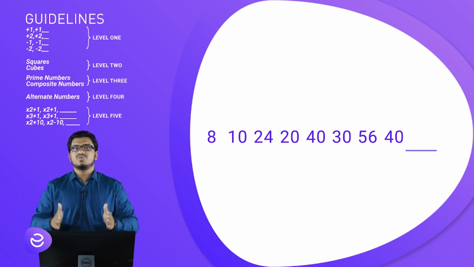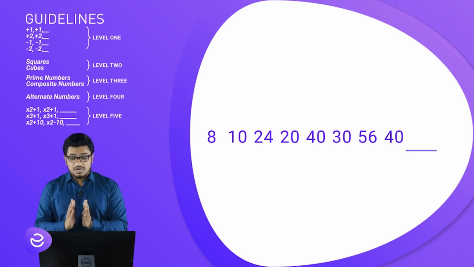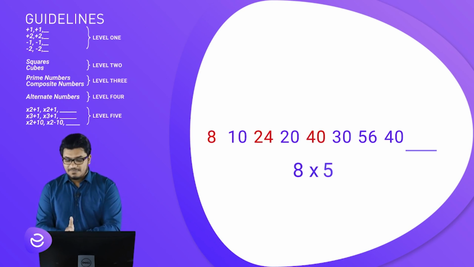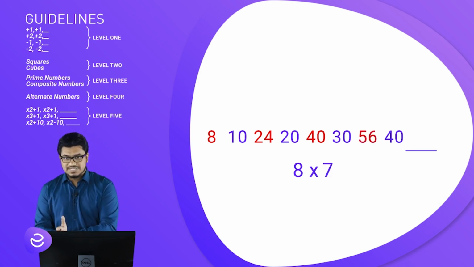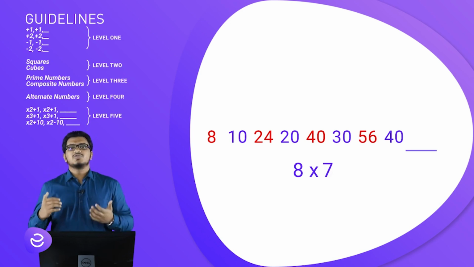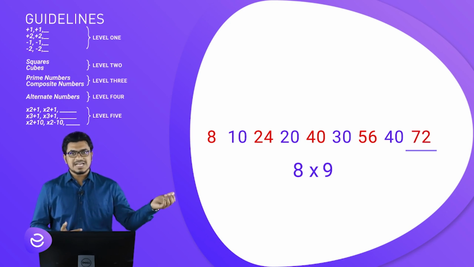So here what we do is we find the relationship between alternate numbers. We skip some numbers in between. We get 8 into 3, 24. 8 into 5, 40. 8 into 7, 56. So these are all multiples of 8: 8 into 1, 8 into 3, 8 into 5, 8 into 7. So the next one will be 8 into 9. That is 72. That is the answer.